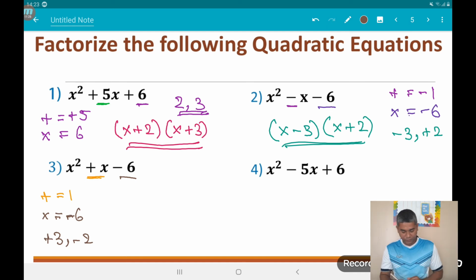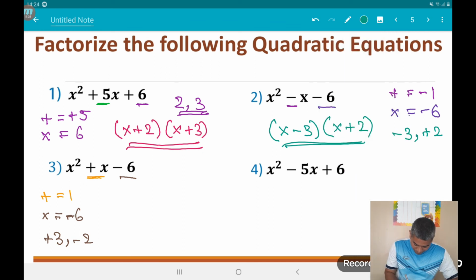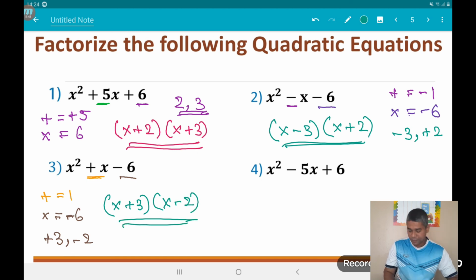So we got plus 3, or positive 3, and minus 2. Now, can you factorize this one? So the answer is x plus 3 times x minus 2. We finished it. Now let us look at the fourth problem.